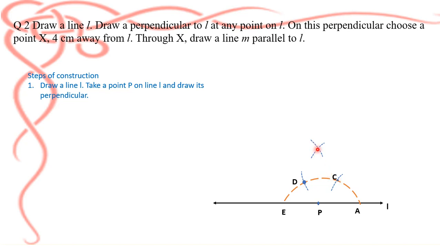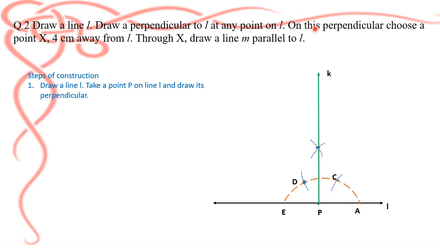This intersection point of the two arcs, when we join it with the point P, we get a line which is perpendicular to this line L at point P. Now this angle APK, we can say this is 90 degrees. Similarly, angle EPK is also 90 degrees. Now we have drawn the perpendicular line KP on this line L.